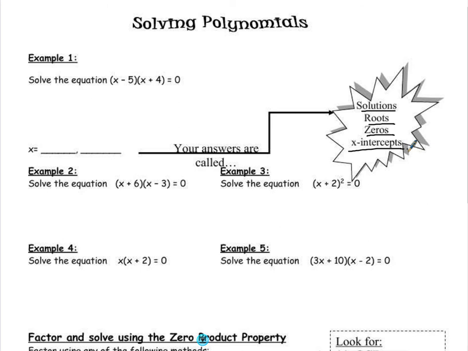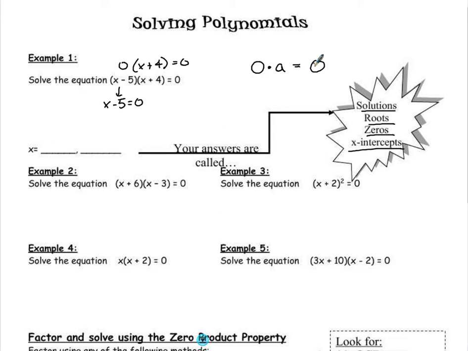So the first thing that I might want to look at is what would make this individual expression, x minus 5, equal to 0. Because if I can make this piece of the product equal to 0, 0 times anything is always going to be 0. It's my zero product property there: anything times 0 is going to be 0, any type of number.